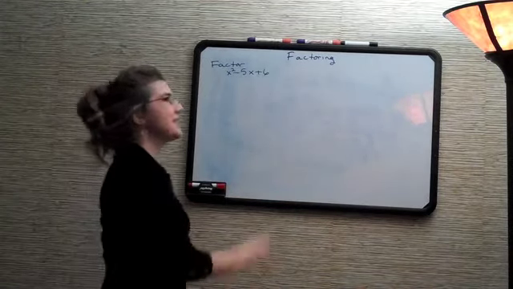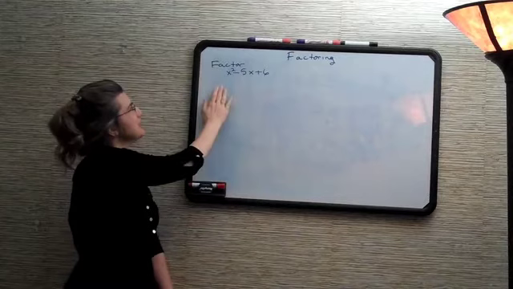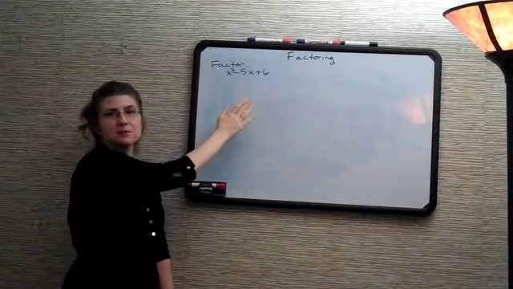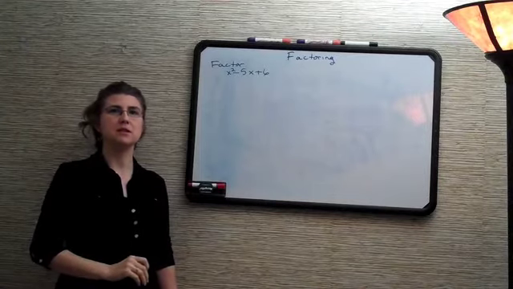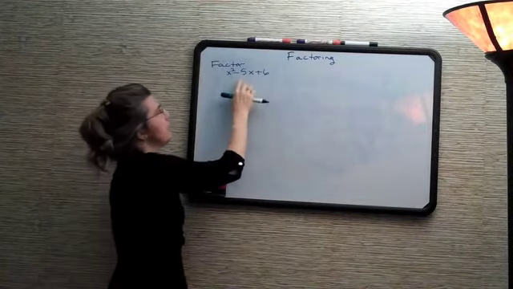Class. Today we're going to learn about factoring. So if we'd like to factor x squared minus 5x plus 6, we want to find two numbers that multiply to give 6 and add up to give 5.